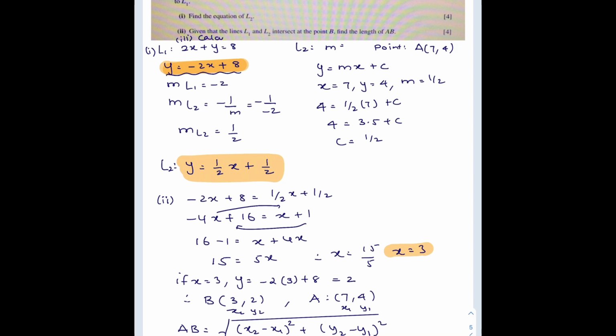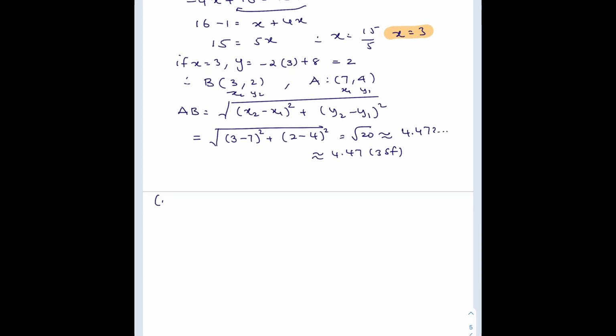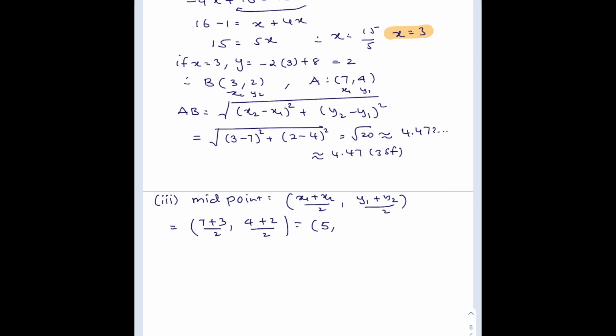Now let me add one more question. I'm writing here number 3. Calculate the midpoint of AB. Alright, let's find the midpoint of AB. Midpoint is (x1 plus x2) over 2 and (y1 plus y2) over 2. So that's (7 plus 3) over 2 and (4 plus 2) over 2. So that's 10 over 2, 5, and 6 over 2 is 3.